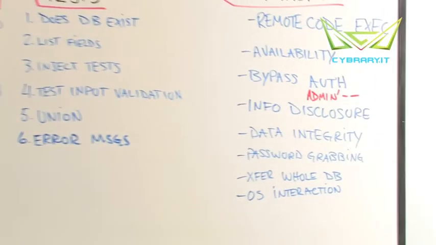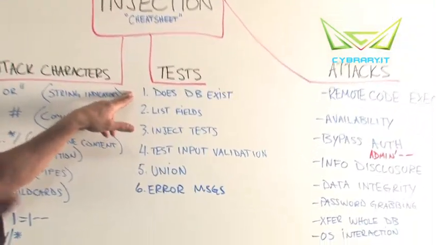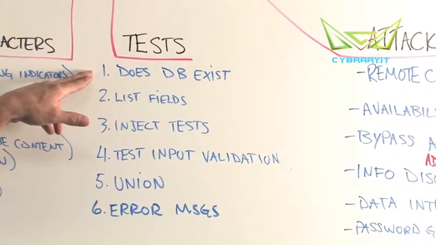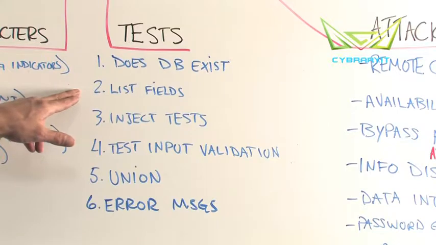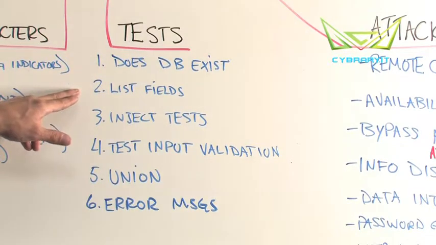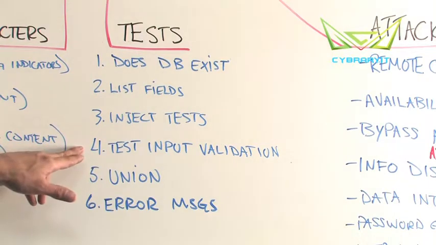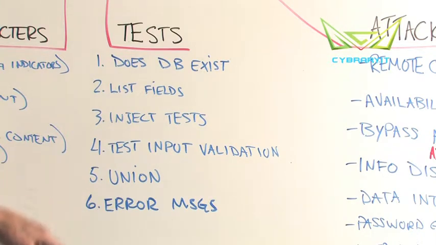All right. So let's talk about some of the tools. Okay. Does the database exist? Where is it? Ultimately, you need to enumerate that. Once you find out what database it is, well, then we want to start listing the fields inside the database. We can do some basic injection tests, test what sort of input validation is actually present, start doing things like the union command, and then dissect our error messages to see if we can get any more information.